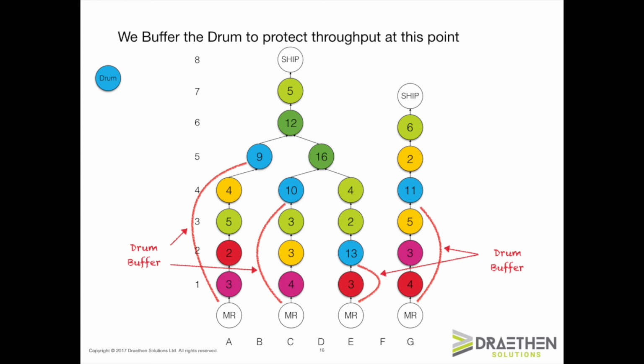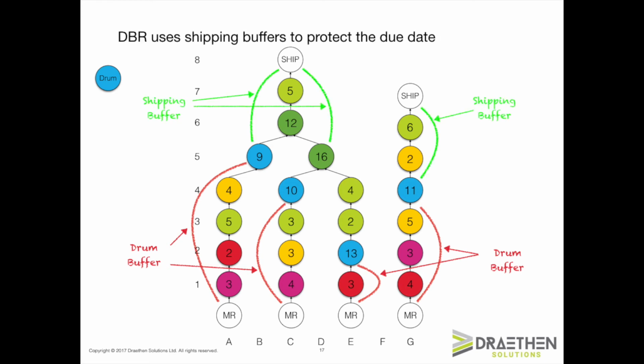But we're not done yet. There are more buffers than just drum buffers. Next up were shipping buffers, which you can see on the diagram as chalky green lines. Traditionally, shipping buffers were used to protect throughput after the drum and ensure that work orders got to shipping on time, hence the name. Shipping buffers protected throughput from stoppages to resources that processed inventory after it had been processed by the drum. This meant that DBR plants had exceptionally high due date performance.